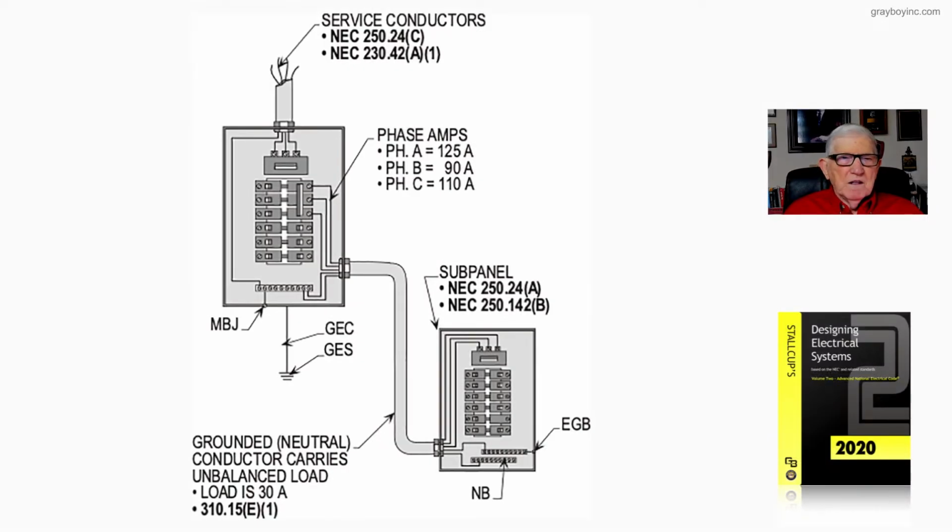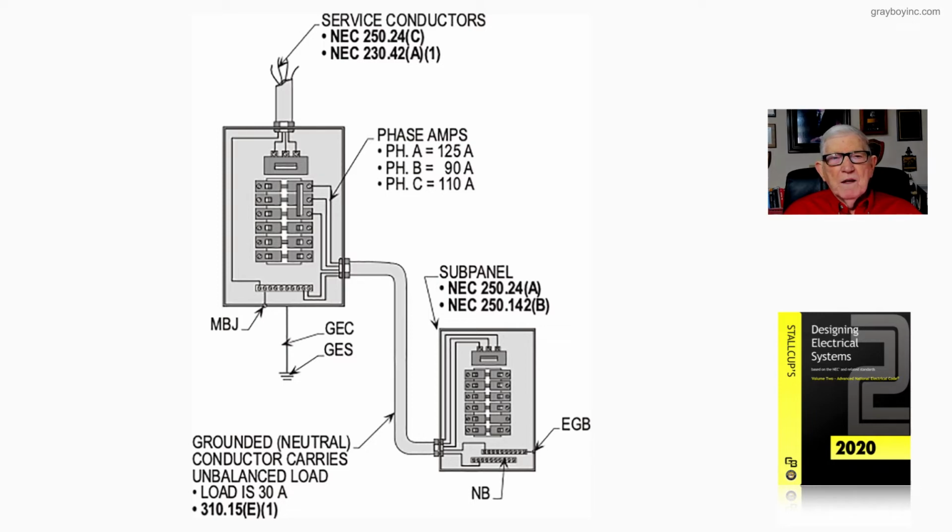And folks seem to have trouble determining what the unbalanced current would be in the neutral when you have a three-phase, four-wire system. And so this Figure 15-6A is going to show the calculation procedure to determine what the neutral load would be with the following currents that you see.